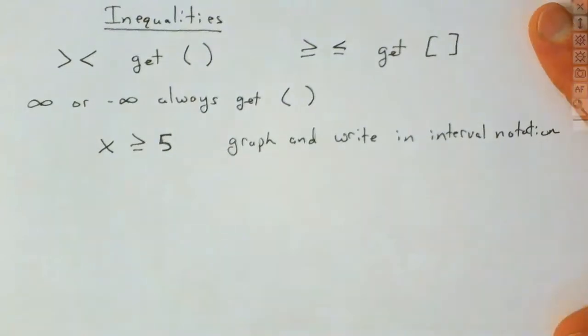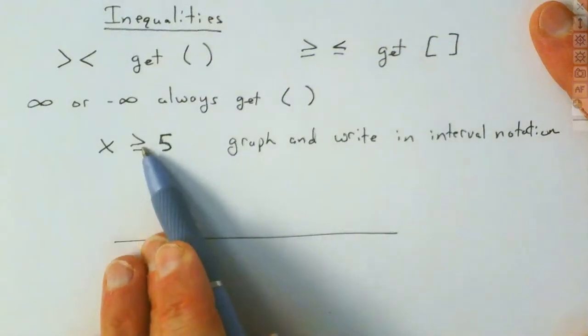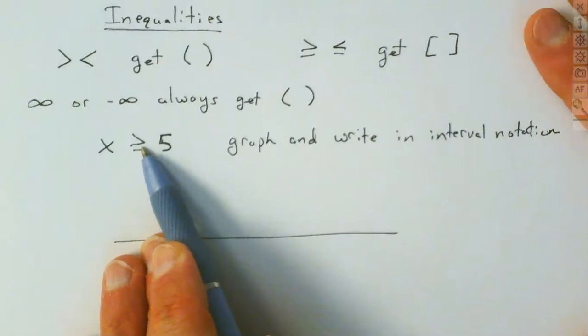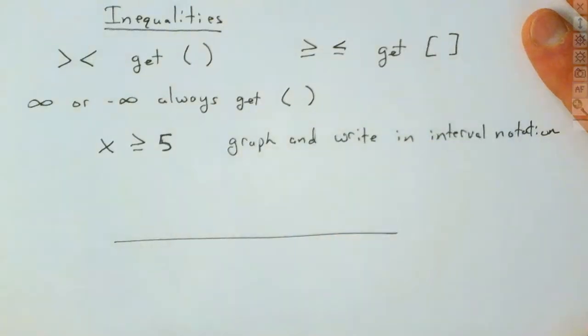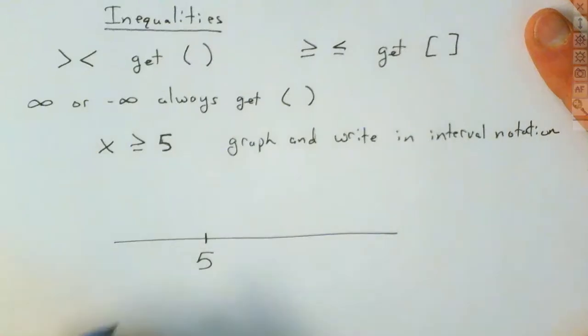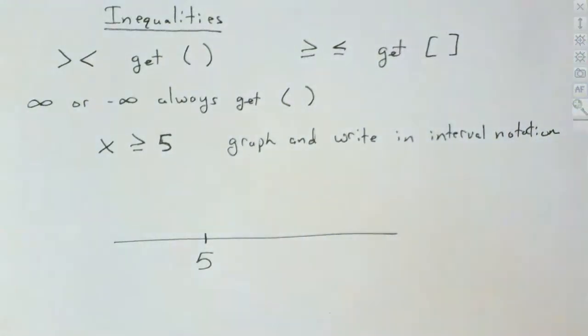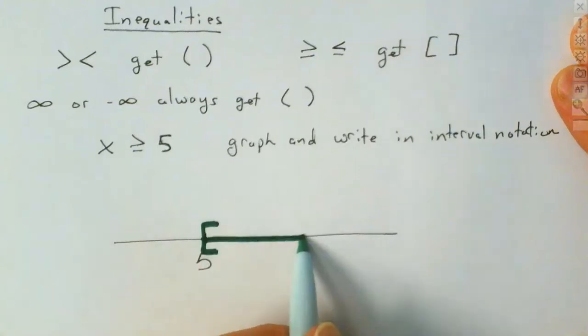Yes. Now, which way does it point? Okay, it points to the right. So that's the way we're going to be shading and graphing. Now it's greater than or equal to, so that means that we get square brackets. So here we are at 5. We're going to use a square bracket. And it's pointing to the right, so we're going to be shading out to the right.